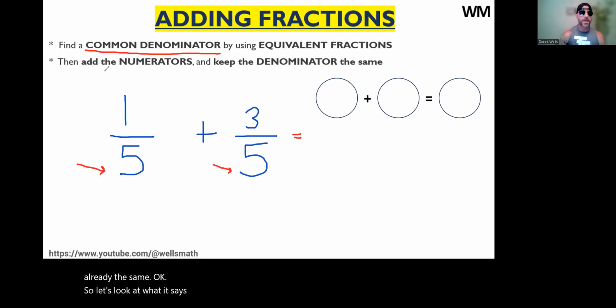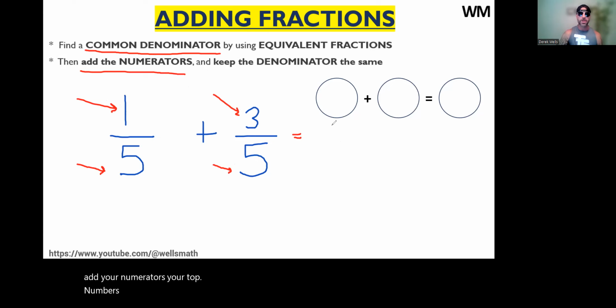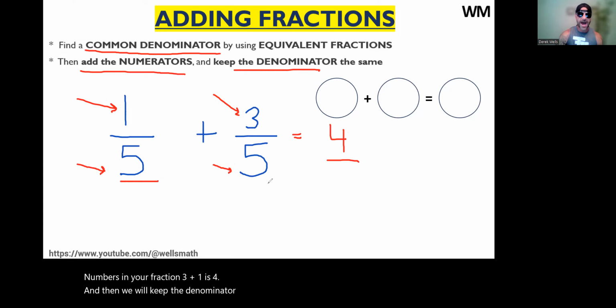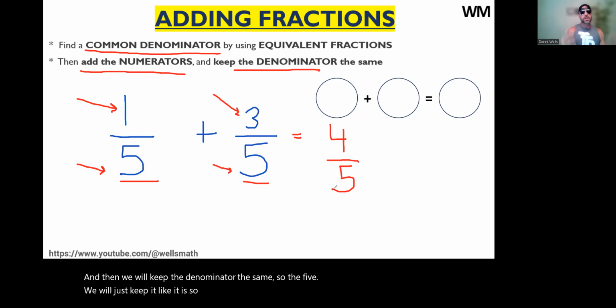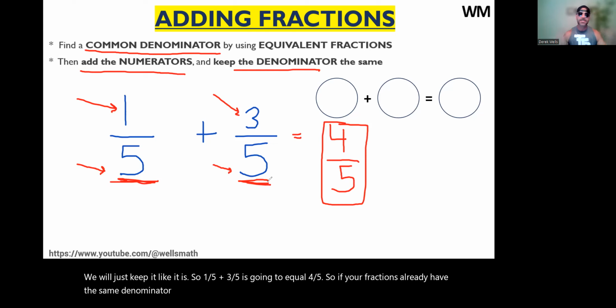Once you have your common denominator, all you are going to do is add your numerators, your top numbers in your fraction. 3 plus 1 is 4. And then we will keep the denominator the same. So the 5, we will just keep it like it is. So 1/5 plus 3/5 is going to equal 4/5. So if your fractions already have the same denominator, it's that easy. Just add the top numbers, your numerators, keep the denominator the same.